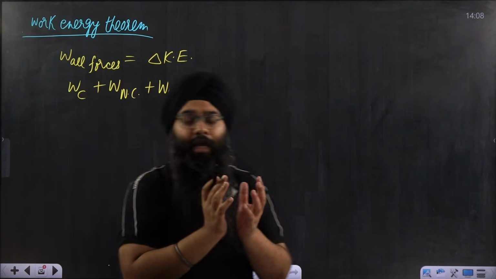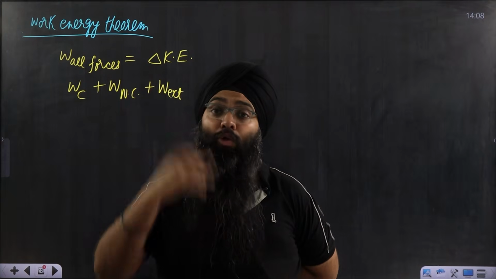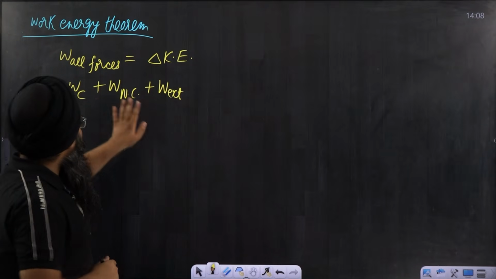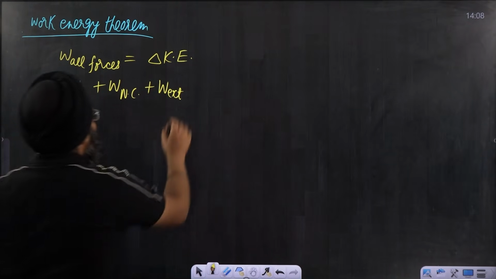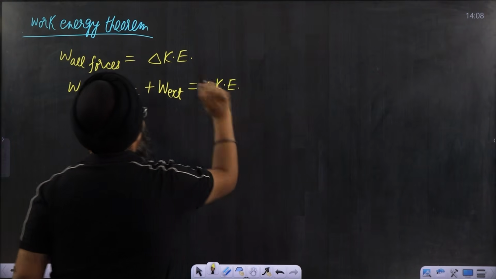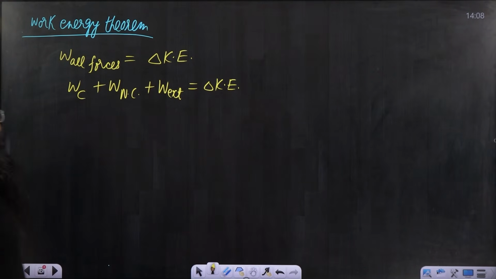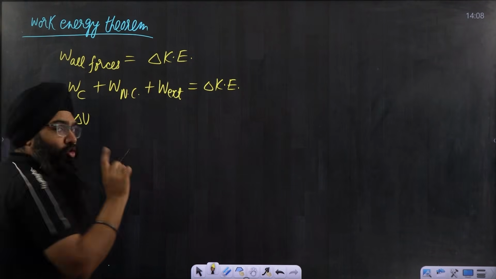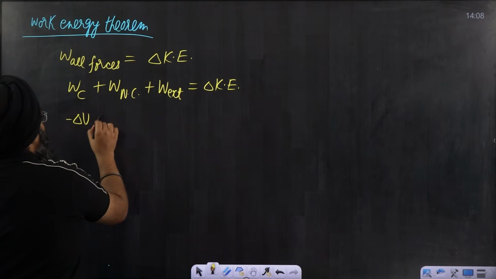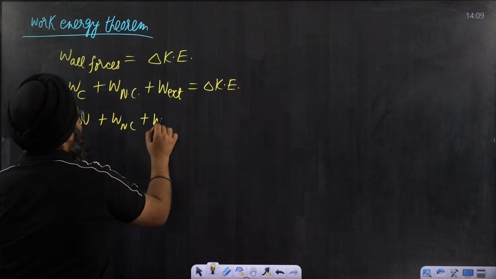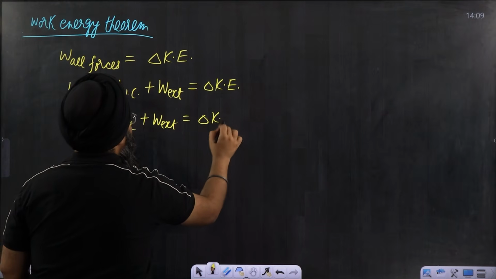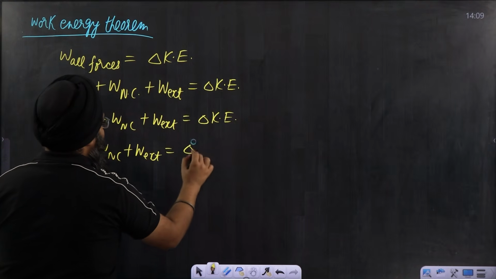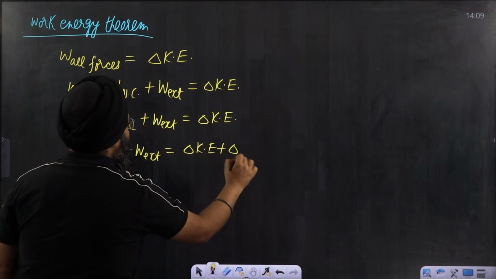Suppose there is a system in which some internal forces are doing work, and outside the system some external forces are also doing work. So work done by conservative forces plus work done by non-conservative plus work done by external will be equal to the change in kinetic energy of the system or of the body. Now we know that work done by the conservative force can be written as minus delta U, that is U initial minus U final. So minus delta U plus work done by non-conservative plus work done by external will be equal to change in kinetic energy. So I can write work done by non-conservative plus work done by external agent will be equal to change in kinetic energy plus change in potential energy.